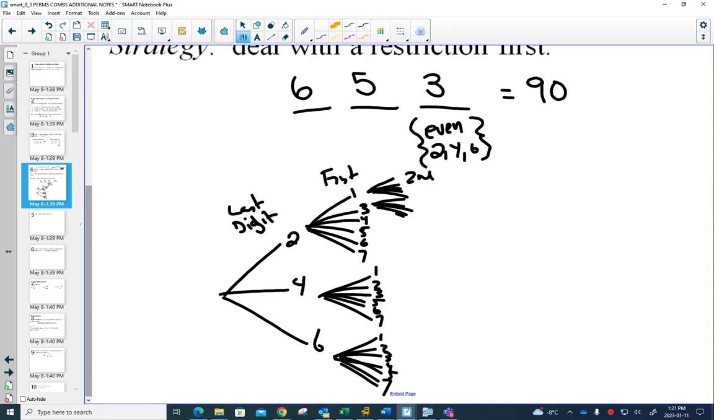Right? In the end, you would have 90 things, 90 branches at the end. But sometimes the tree diagram can help you understand what's going on. Okay? We had to deal with the even number first to make sure we looked at all the options for the restriction. And then the other ones didn't matter, so you just went, there's 6 left, then 5 left. Multiply them together to get 90.